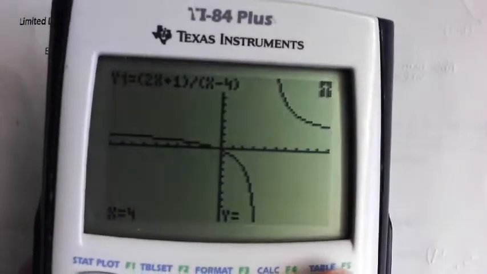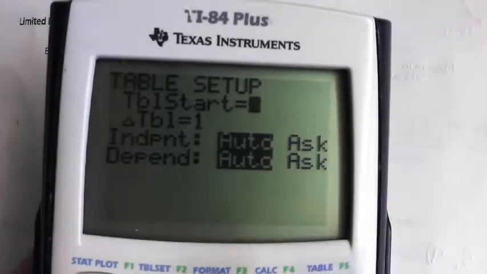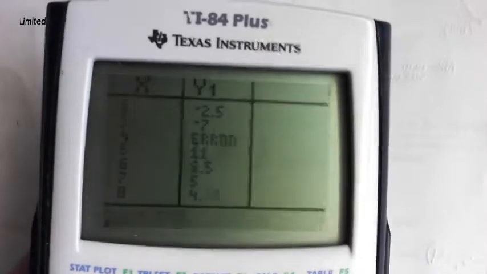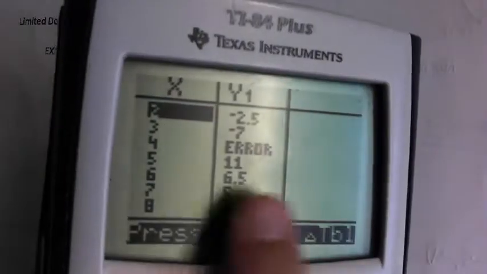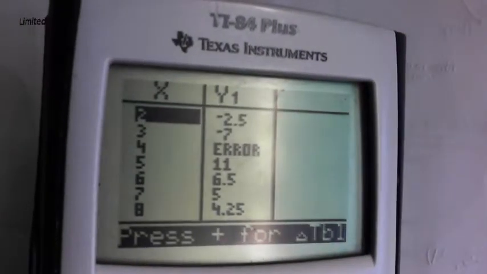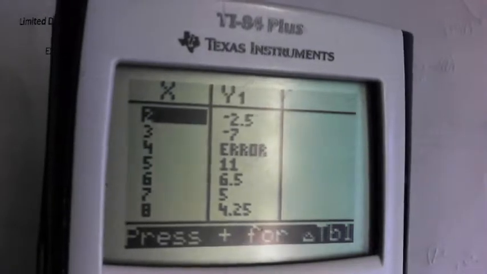Watch what happens on my table. Let me set my table starting at 2, changing by 1. Perfect. Look what happens at 4. Error, it says in your column. That's because 4 is not in your domain. Are we clear on that?